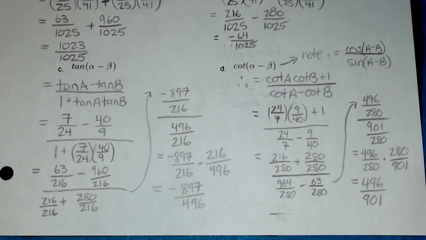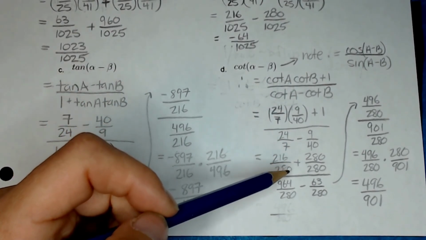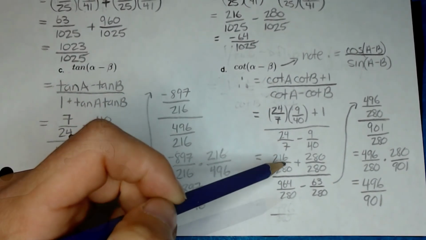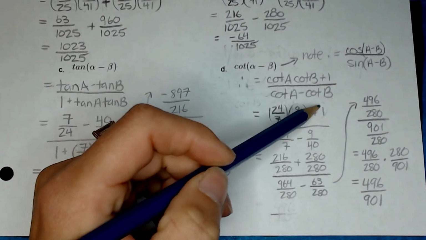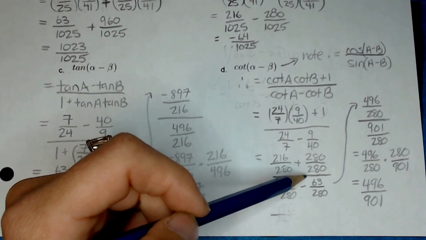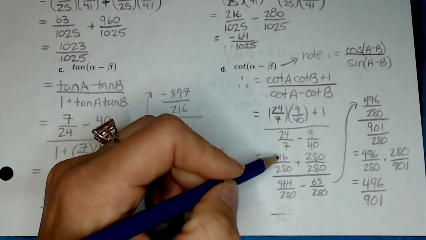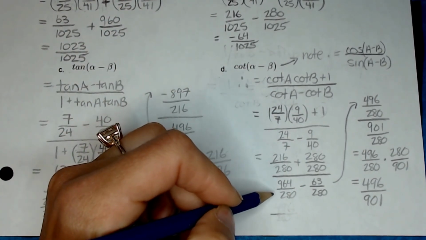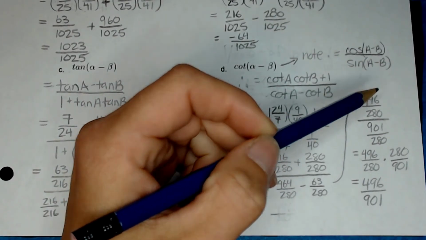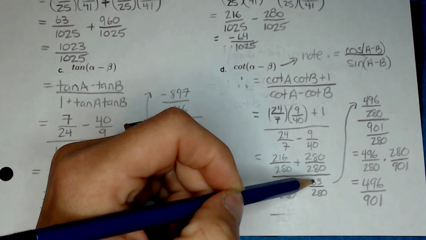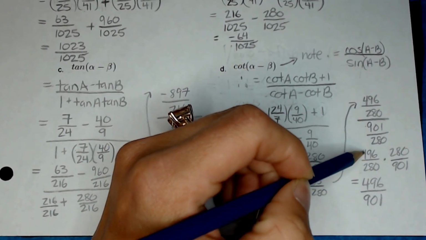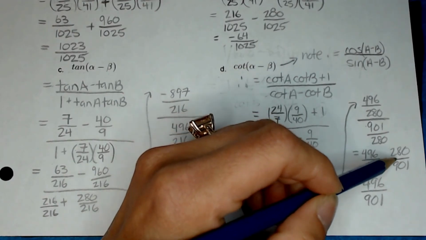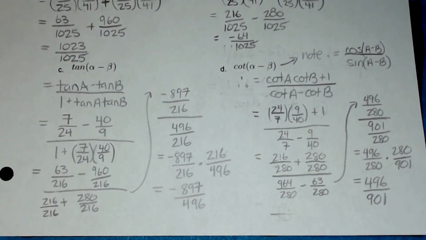Once you've done that, it's just simple and straightforward. You're just going to go through and solve for the value of the fraction. Once you simplify it down, you're getting that common denominator of 280. Notice here that I changed the 1 to 280 over 280 just for simplicity's sake. So 216 plus 280 gives you 496, and then 964 minus 63 gives you 901. Flip and cancel the 280s, and you should end up with 496 over 901.